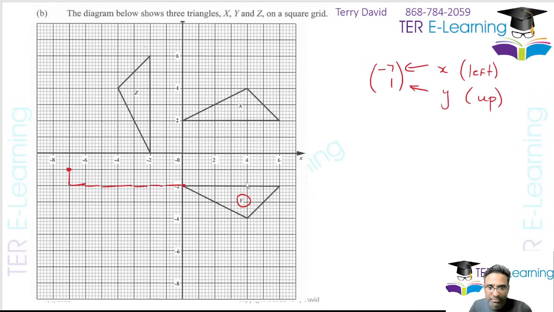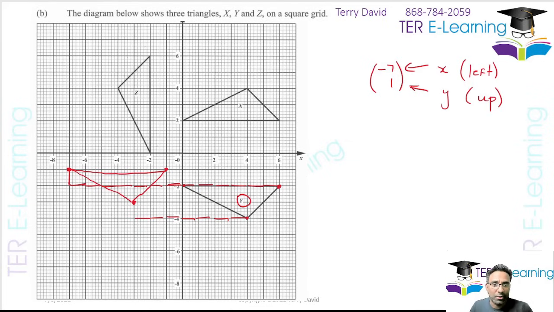If you move 1 up, this is where this point is going to be. So I've done that with the first point. Then I'll do the same with this point: 7 to the left, 1, 2, 3, 4, 5, 6, 7, and then 1 up. That's my coordinate for the next point. Then with this point, I go 7 to the left and 1 up. So look at where my triangle is. My new triangle is going to be this. That's what they want us to do here.